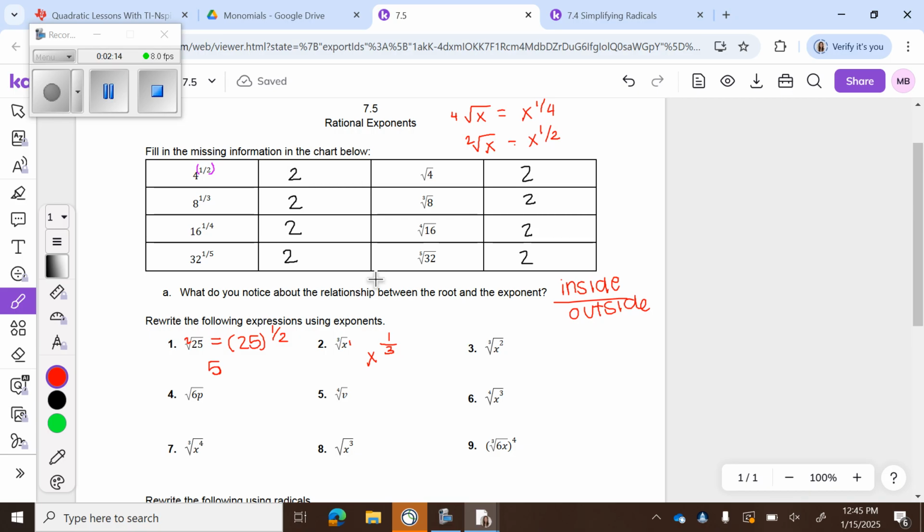All right, same thing on number 3. It's going to be inside over outside. So my inside is 2, over my outside, which is 3. So that'd be x to the 2/3.